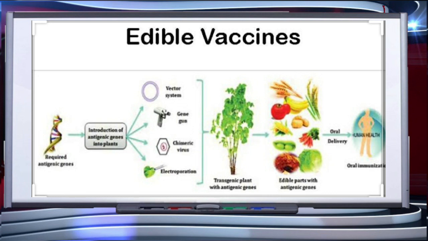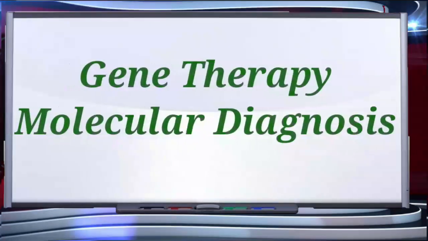So children, this is all about production of vaccines by genetic engineering and production of insulin by genetic engineering. In this presentation, we discussed these two topics. I hope you must have understood. In the next presentation, we will be discussing gene therapy and molecular diagnosis.